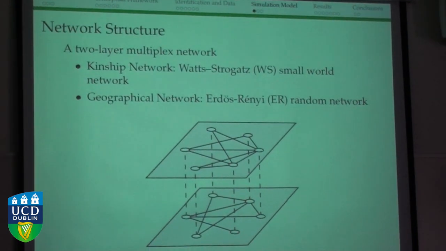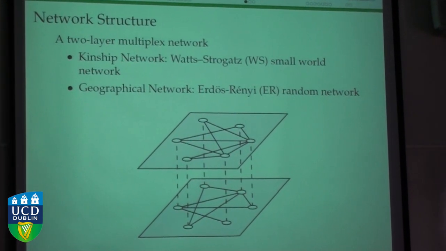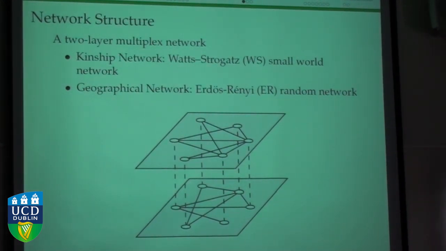This network data, we use it to calibrate the simulation model we built. In this study, we structure the social group as social networks. Basically, we use a 2-layer multiplex network to represent the social structure of these groups. We simulate the kinship network as a small-world network. The reason is that we calculated the small-world-ness and all other network topology metrics.